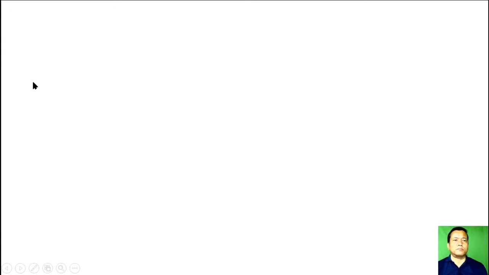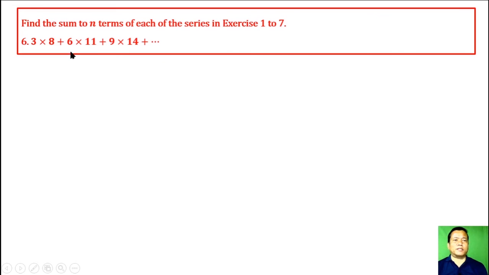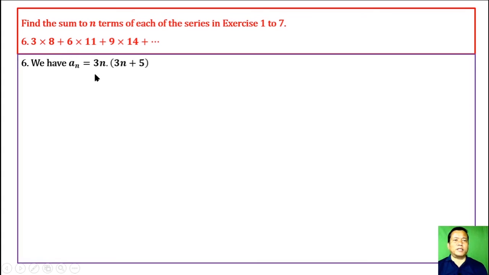Number 6. 3 into 8 plus 6 into 11 plus 9 into 14. We have an is thrice n into 3n plus 5. Multiplying, we get this. Therefore, Sn equal to summation of an. An is 9n square plus 15n.